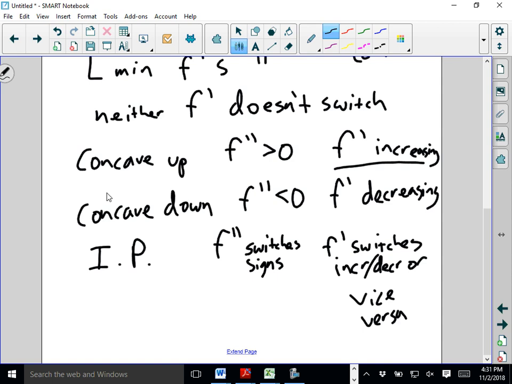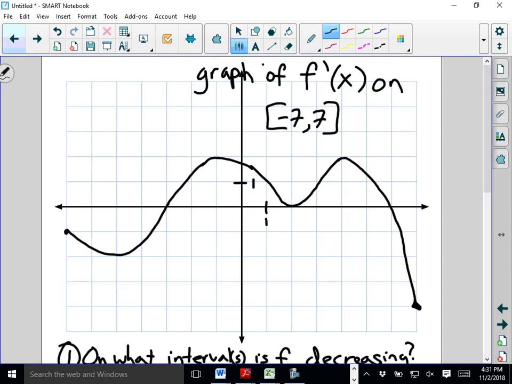Okay, so what I want you to do is go ahead and pause the video and copy this graph down into your notes the best you can. It doesn't have to be perfect, but pause the video now and copy this down. Make sure you label the graph of f prime of x on the closed interval from -7 to 7.